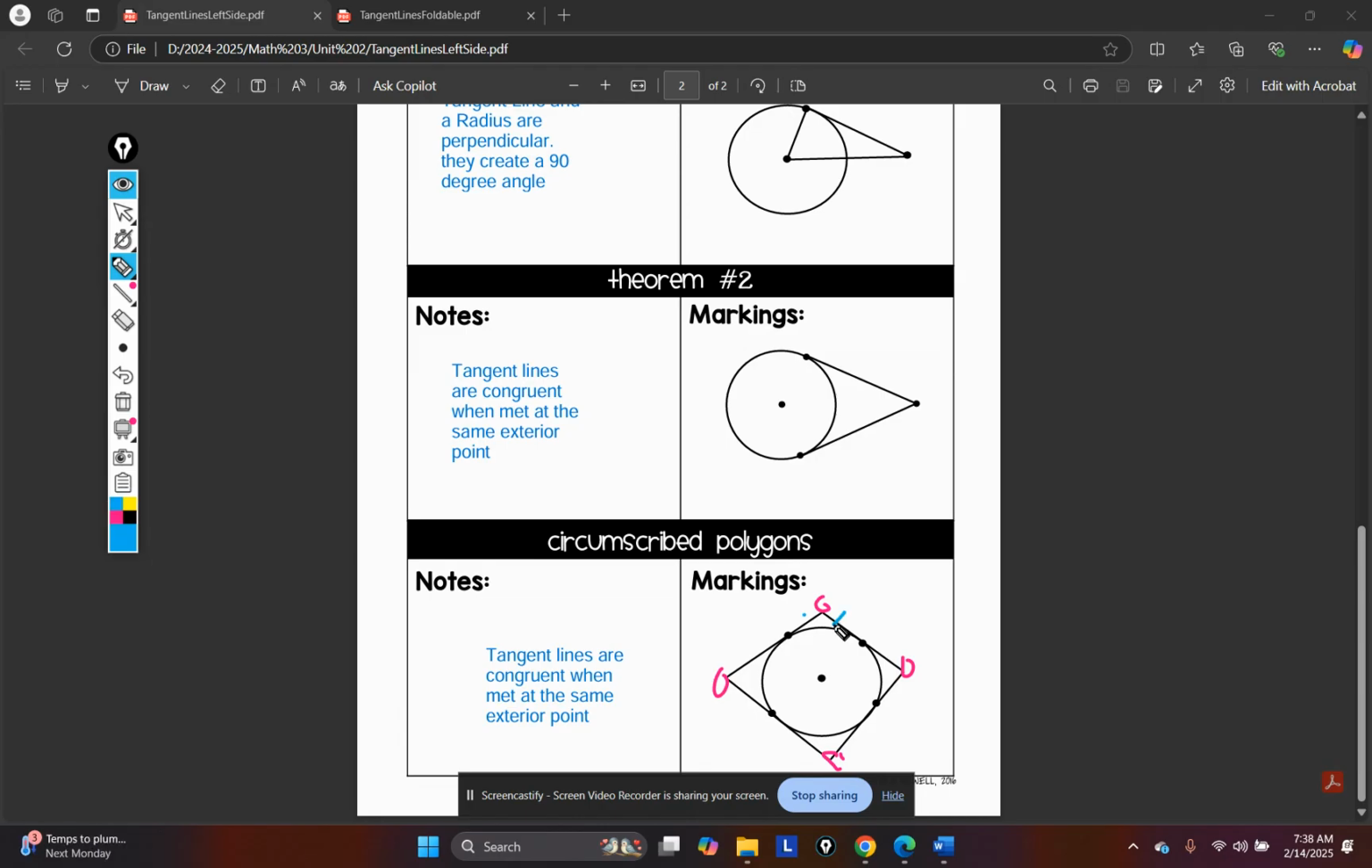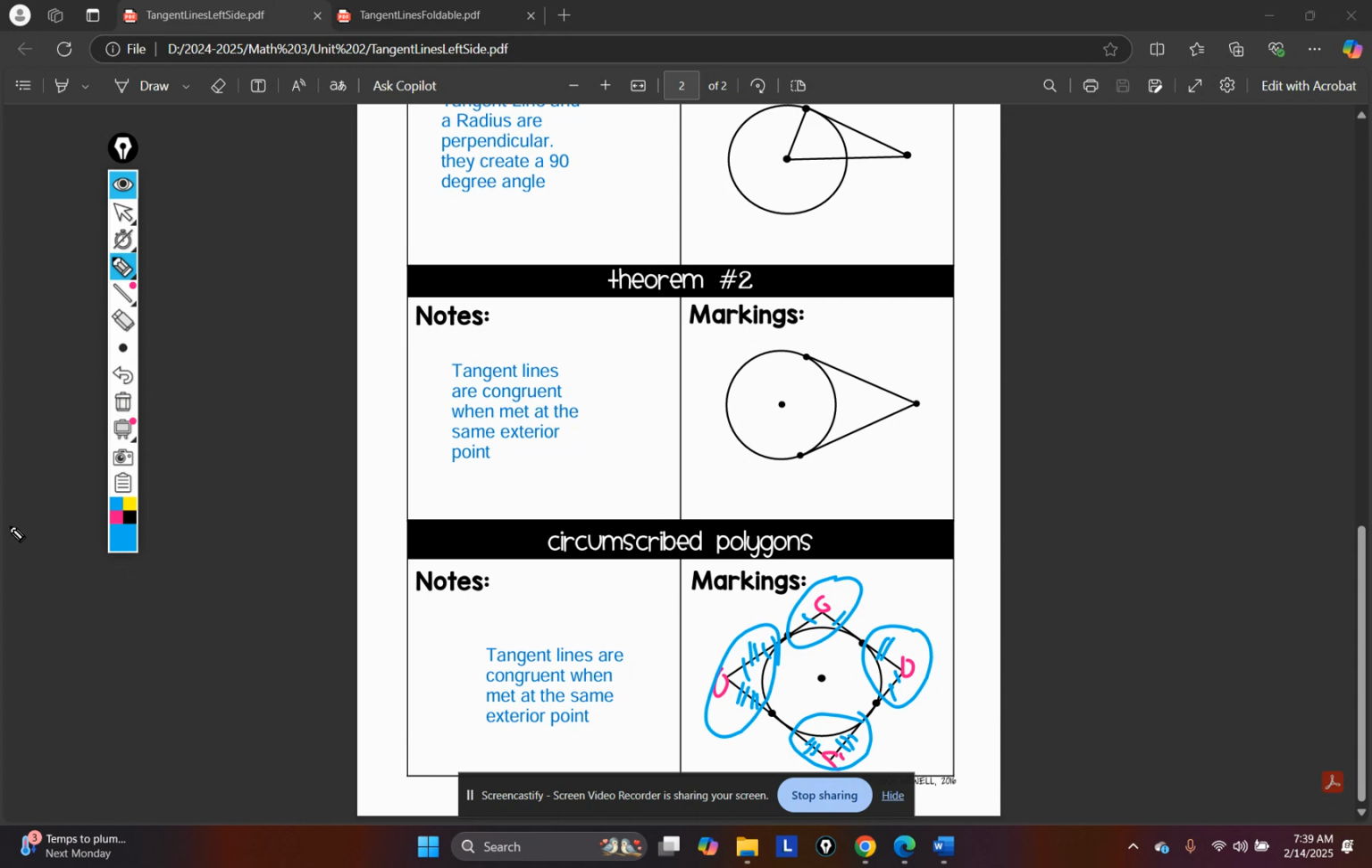So this one will be congruent to this one. This one is congruent to this one. This one will be congruent to this one. And this line will be congruent to this line. Okay? So these are congruent, these two lines will be congruent. And then these two lines will be congruent because they meet at that same exterior point.